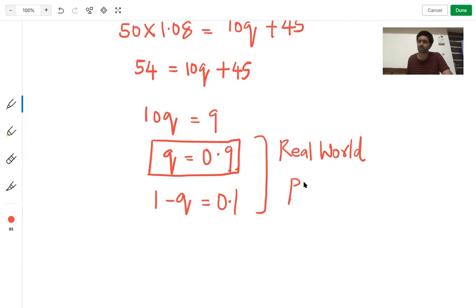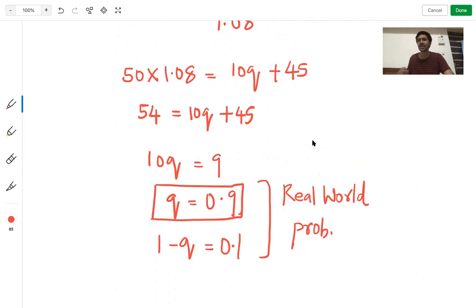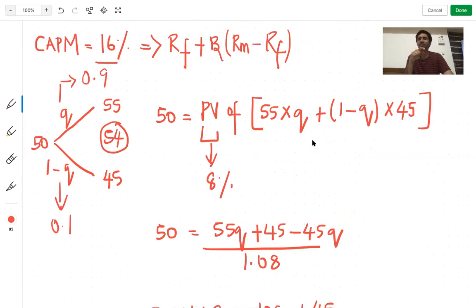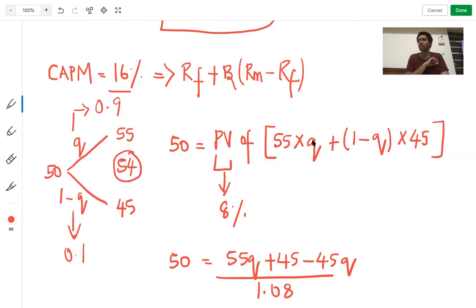Real world probabilities or risk averse probabilities. These are the probabilities that would have been assigned by a risk averse investor. I'm saying would have been assigned because we have calculated probability using a formula. Probability is actually never calculated using a formula. It's always assigned, based on your future expectations and past data. But over here, a risk averse investor wants a return of 16%, and if he wants that return, he should have assigned a probability of 0.9 to the upside move and 0.1 to the downside move.